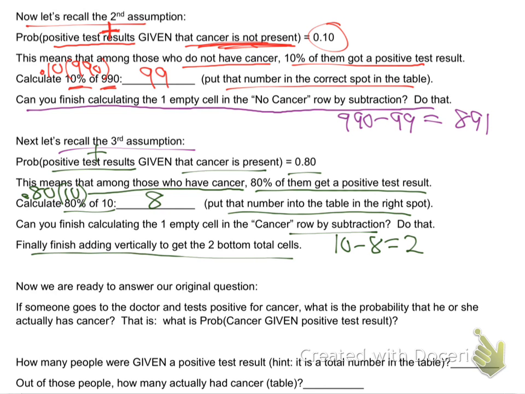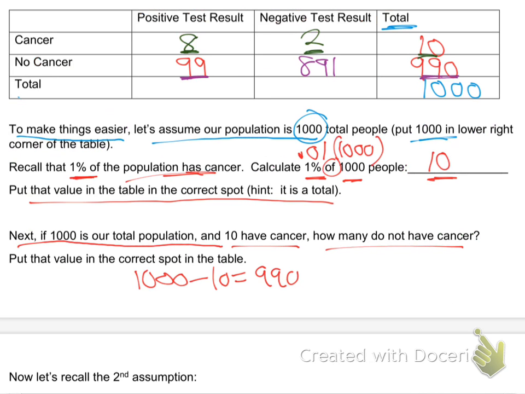Do that. Now, finish adding vertically to get the bottom 2 total cells. So, let's add these up. 8 plus 99 to get the total. What's that going to be? 107. And add these up. 893. To get the total. Now we've got the whole table. Now we're ready to answer the question.